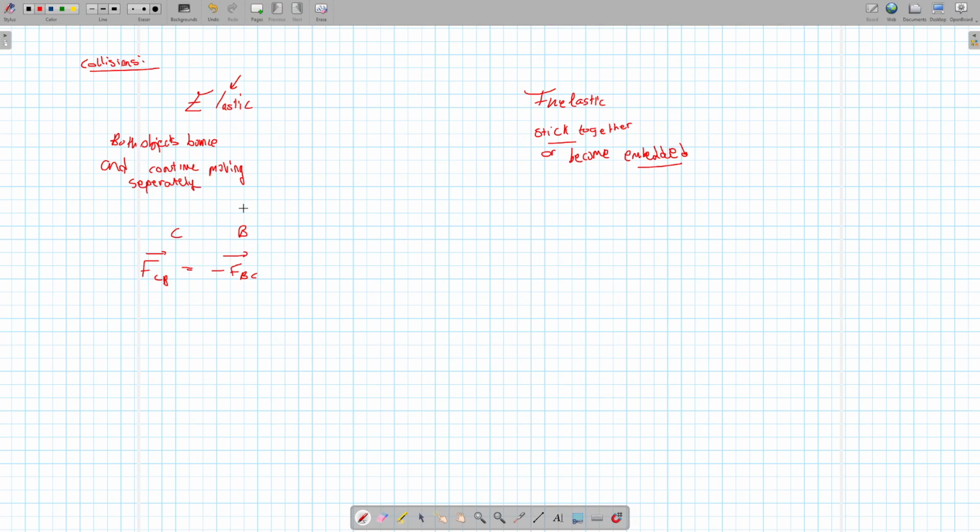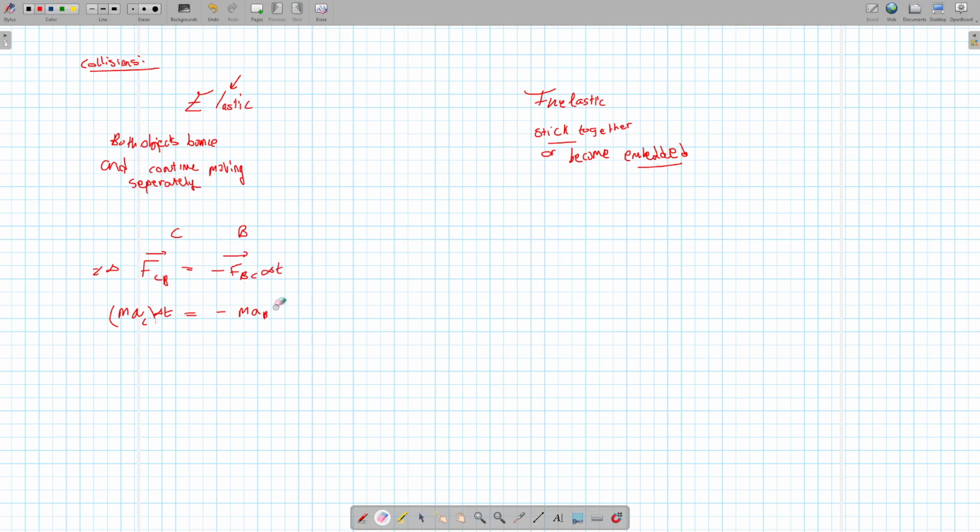Let's see these are two balls in billiards, for example, C the cue ball, the white one, and B the billiard ball. If you multiply by delta t on both sides, you get F_CB delta t equals minus F_BC delta t. You know that F is equal to MA, so we get M a delta t for C is equal to minus M a for B. It's the acceleration of C, and here's the acceleration of B.